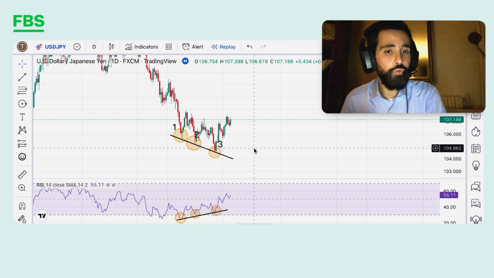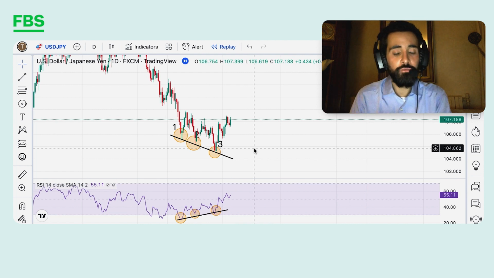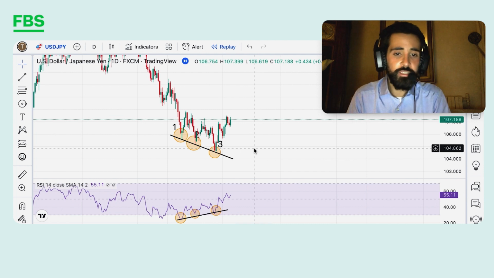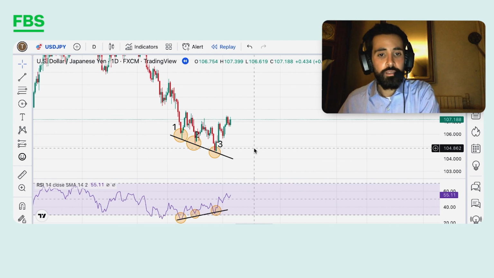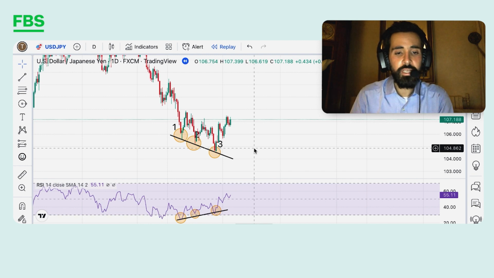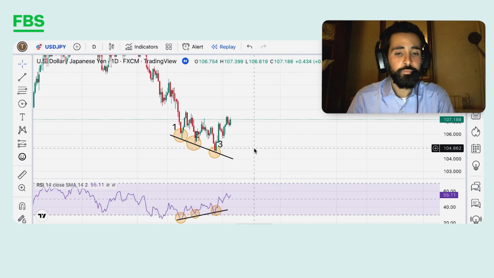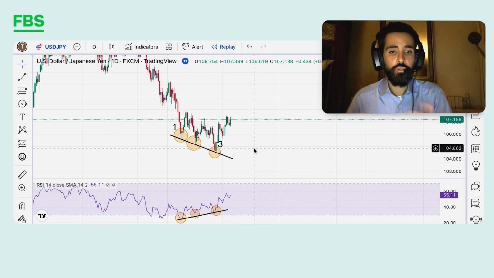Now I wouldn't just rush into this trade. I need confirmation. As I told you earlier, we never want to take trades based on RSI signals alone, because RSI is a secondary indicator. We need confirmations from primary indicators such as trend lines, support and resistance, price action analysis, all that.